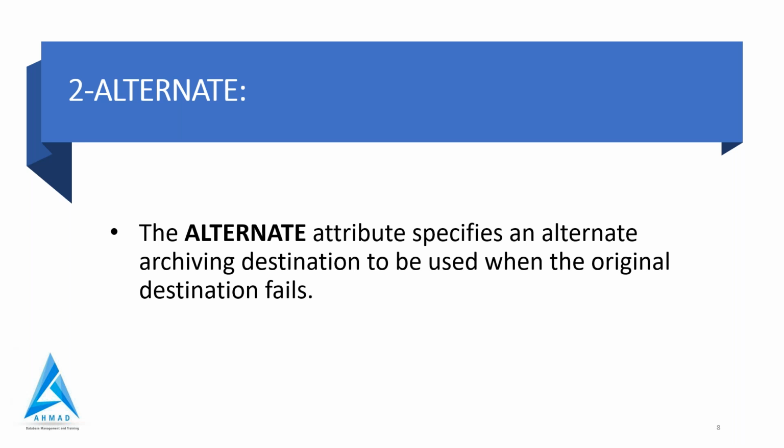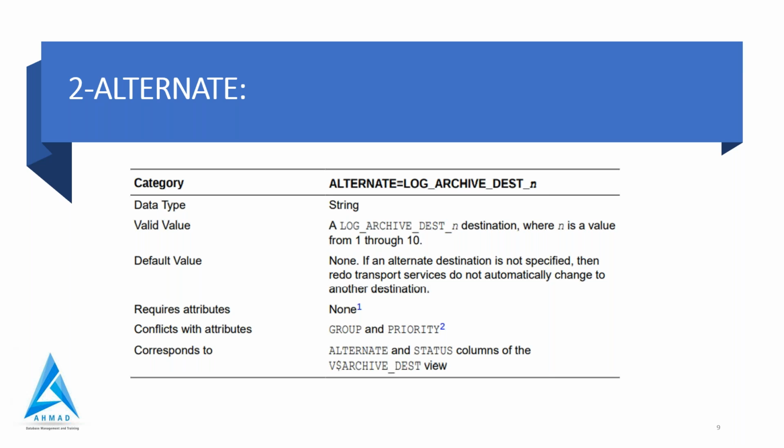In the same way for archiving, you can specify two things. One is the location, which you use first, and if that destination fails, then you have the ALTERNATE attribute. So you can define it with this keyword, like ALTERNATE equals LOG_ARCHIVE_DEST_n, where n is a value from 1 to 10.